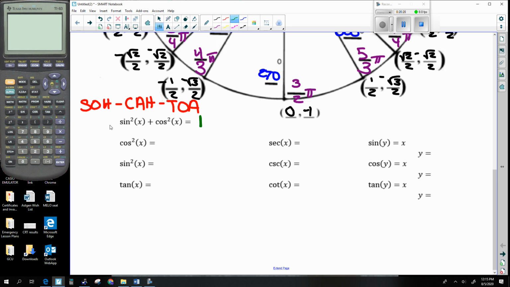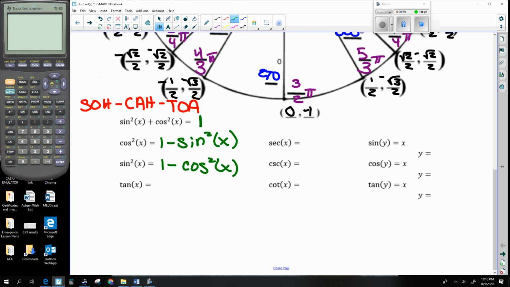So for instance, if you're solving for cosine squared, what would you do? I would subtract the sine squared. And so that would leave cosine squared equal to 1 minus sine squared. And then same with the sine squared: I would just subtract the cosine squared. So 1 minus cosine squared.